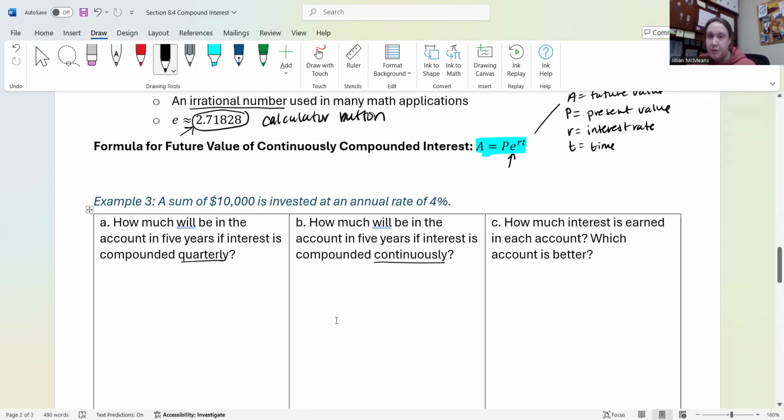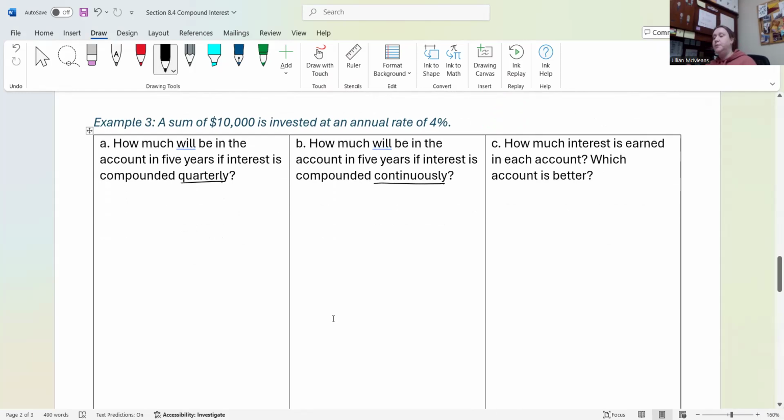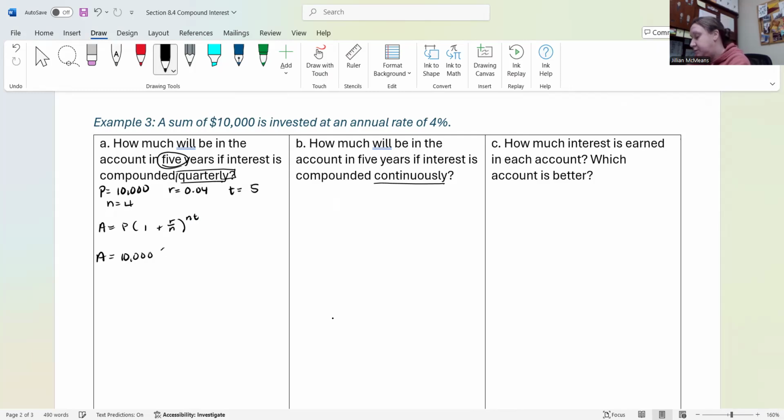Okay, so let's do the first part, part A. We already know how to do that. We've dealt with this stuff before. We know P is 10,000. We know R is 0.04. T is 5. N is 4 because we're looking at interest that is compounded quarterly. So let's go ahead and fill in the formula. Remember, we have A equals P times (1 plus R over N) raised to the NT power. So 10,000 times (1 plus 0.04 divided by 4) raised to the 4 times 5 power. And we can go to our calculator.